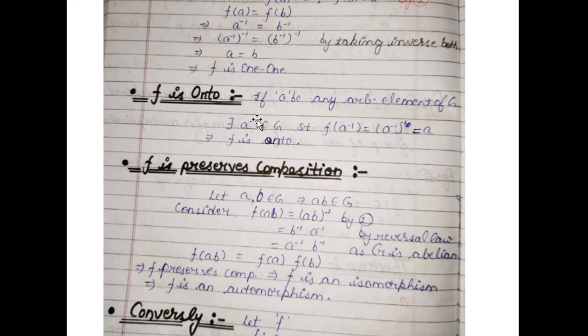So this implies, since this is the basic property of the axioms of a group, the existence of inverse. So for each A there exists A inverse in G, such that the image F of A inverse will be A inverse inverse, and that is A. So each element of the range is the image of some element of the domain. So that mapping is onto.